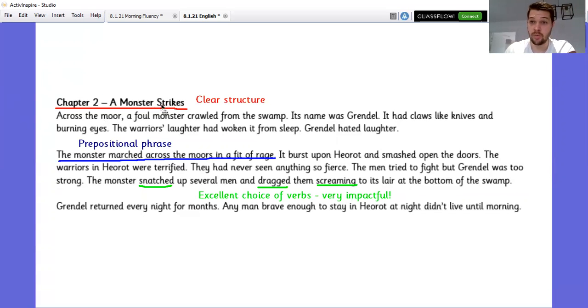Clear structure. We've got our next chapter and a title. This is almost our build-up now. Prepositional phrase, not so much for time, but for where. So the monster marched across the moors in a fit of rage. And then these choice of verbs are incredible. They're so impactful. So it snatched several men and dragged them whilst they were screaming.